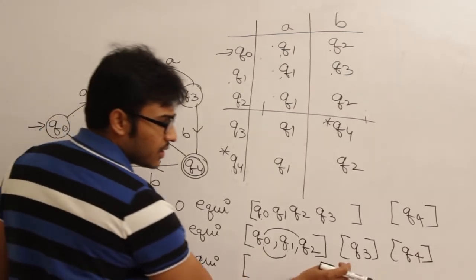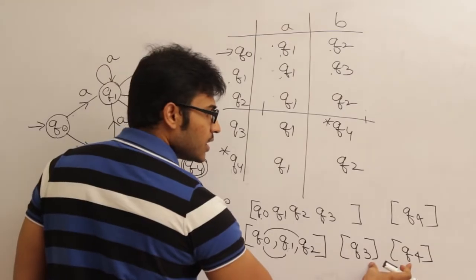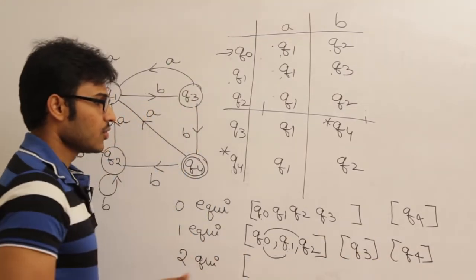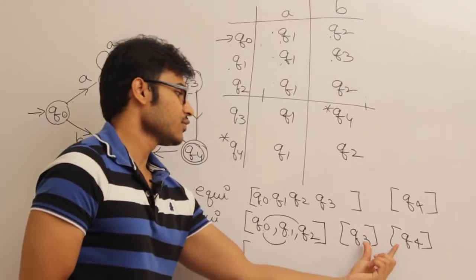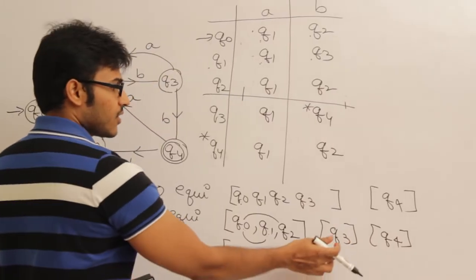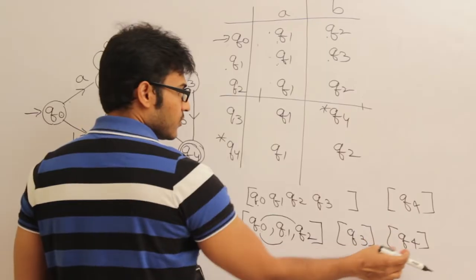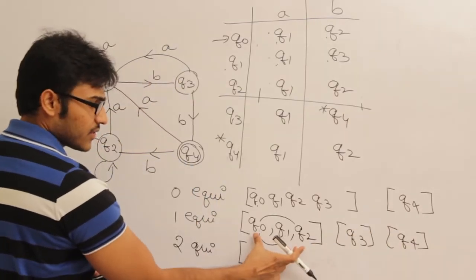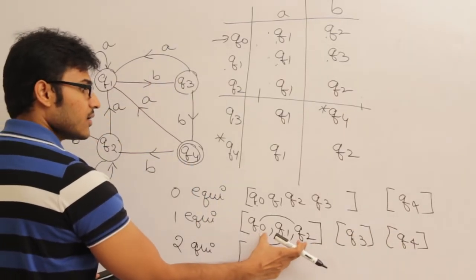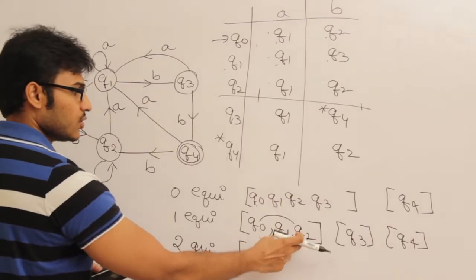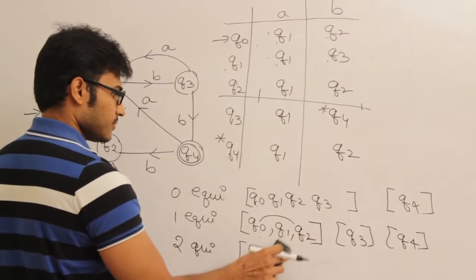Now Q3 and Q4 are the only states in their groups, so there is nothing to do about them. They are saying that they are not equivalent with any states, so we cannot combine Q3 and Q4 anymore. Now we have to decide whether we can combine Q2 with these three, Q1, Q2 and Q0.